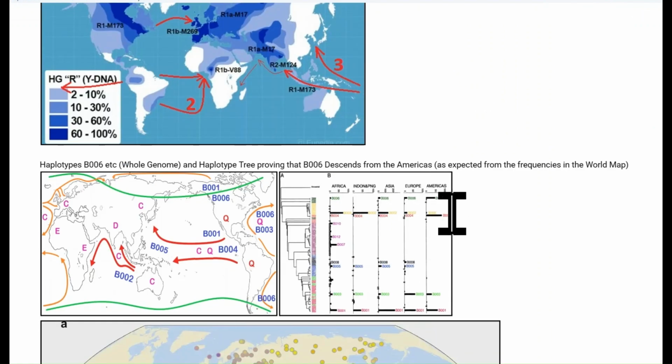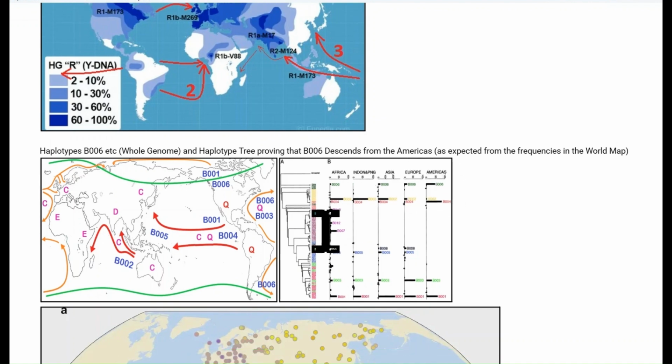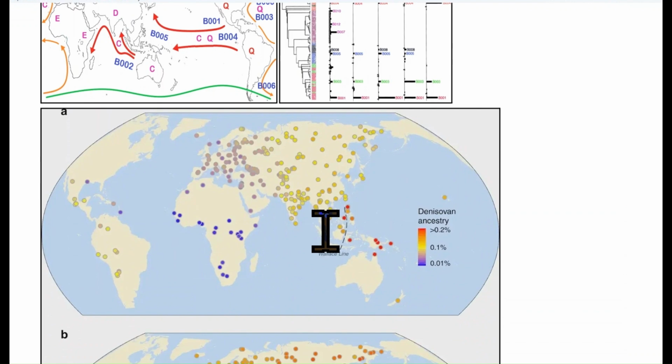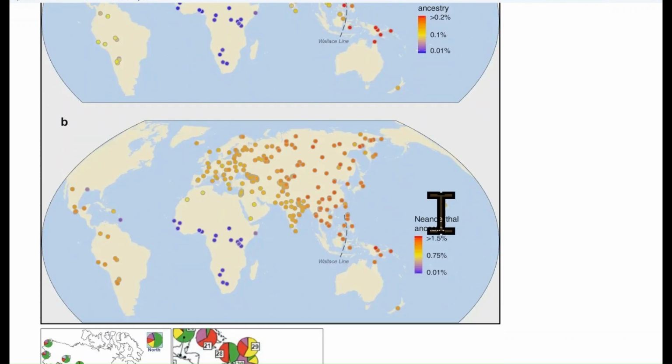So, and here you also see that B006 is the first hybrid. Because this is a temporal line. So, first B006, but you see it doesn't come from Africa nor from Indonesia, nor from Asia, nor from Europe. It comes dominantly from the Americas. In this figure you see something similar. This is Denisovan. Let's go to Neanderthal. It's present in the Americas.